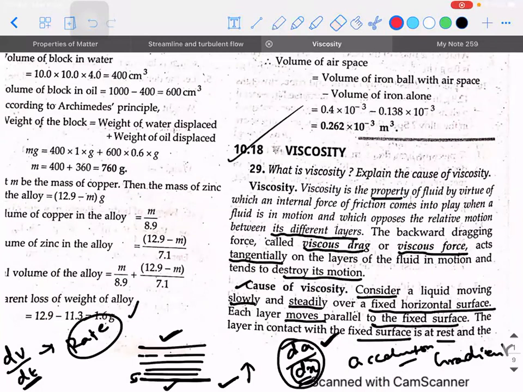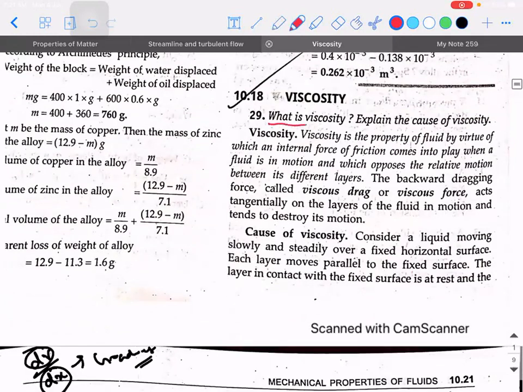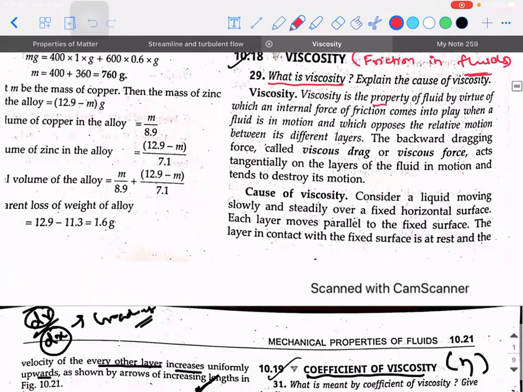So you know what is viscosity, right? What is the difference between viscosity and friction? Let's first try to understand. Viscosity means friction, or resistance between the layers of the liquid. Friction in fluids is what is called viscosity. Technically, the definition is like this: it is a property of the liquid by virtue of which an internal force of friction comes into play when the fluid is in motion, and which opposes the relative motion between its different layers.